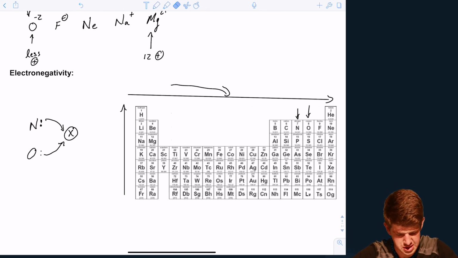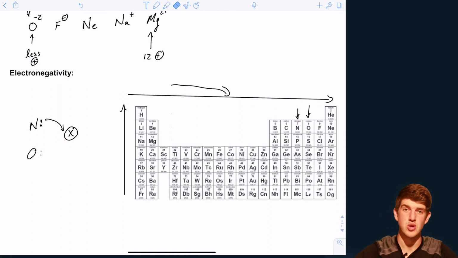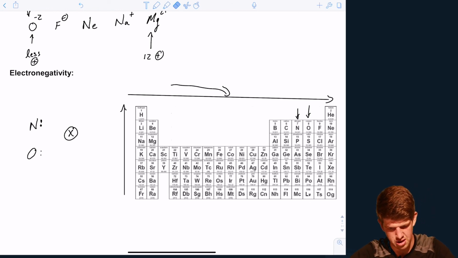Because oxygen is more greedy, it's not going to commit its electrons, it's going to hold them more often, because that's a more stable thing for oxygen to do, while nitrogen is less electronegative, which means it's less greedy with its electrons, it's less likely to hold them, and it's going to commit them to that element.